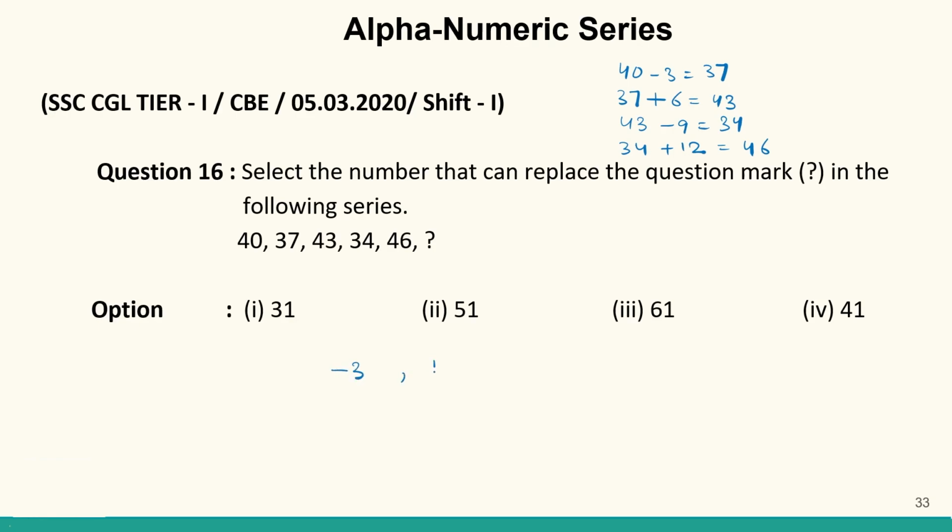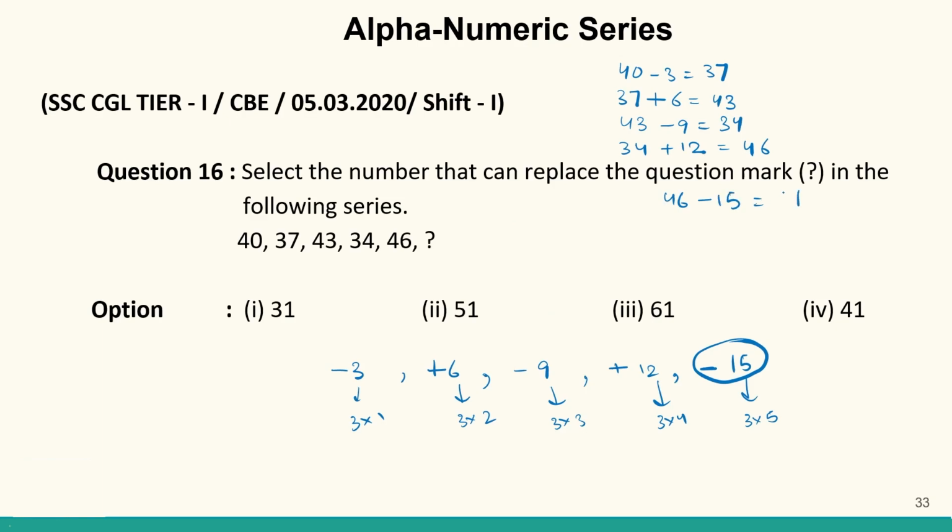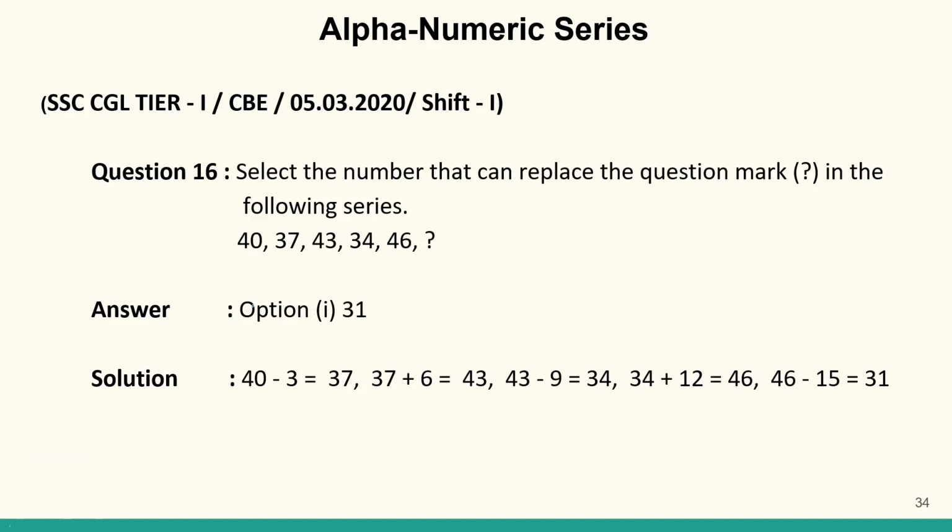So first subtraction, then addition, then subtraction, then addition. So subtraction will be the next logic. And this is 3 into 1. This is 3 into 2. This is 3 into 3. This is 3 into 4. So logically, 3 into 5 will come, which is 15. So we have to subtract 15 from the previous term. So if I subtract 15 from 46, what will I get? I'll get 31 as the answer, which is option number 1. So option number 1, 31 is the answer to this question.